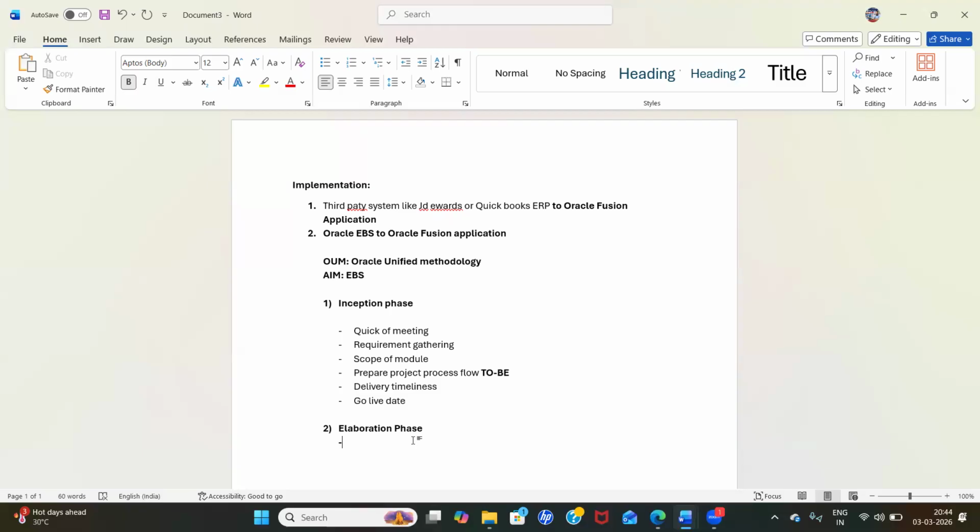You have to provide the process maps also, like how many integrations they are using in the existing system, how many integrations we are going to propose in the Oracle Fusion application, how they are using the chart of accounts in their legacy system or EBS, and how we are going to map and create the chart of accounts here in the Oracle Fusion applications. All those things we are going to have, and basically you are going to design the application and provide the solution by understanding the existing business. That is the objective in the elaboration phase.